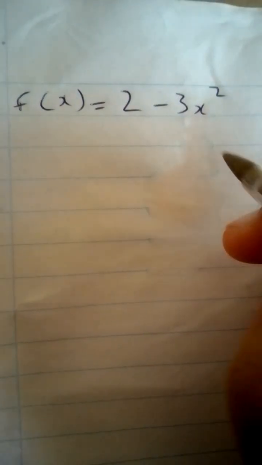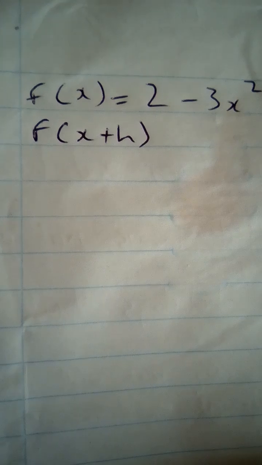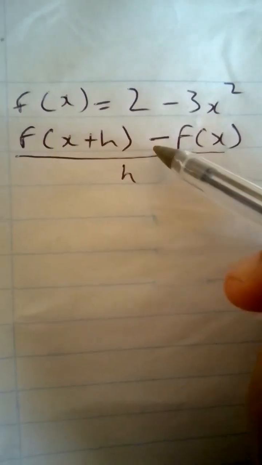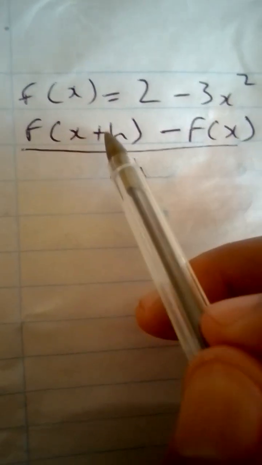I want you to know something. Whenever the question asks you for the gradient, which is the derivative from first principle, you're going to look for f of x plus h. Because remember, you use this formula, which is f of x plus h minus f of x over h. This is the formula that you're going to use to look for the gradient. So you need f of x plus h.